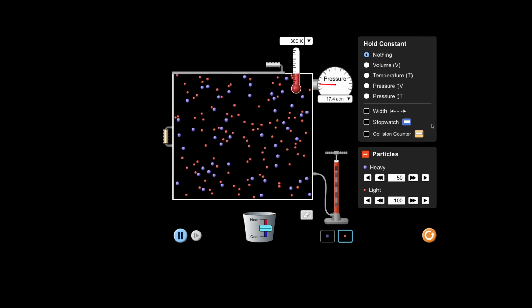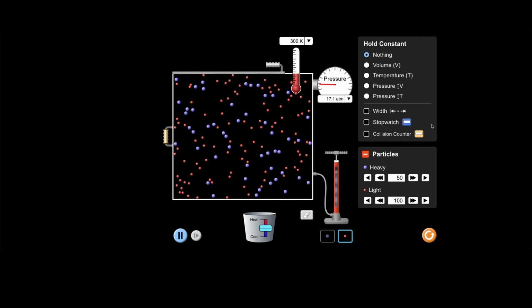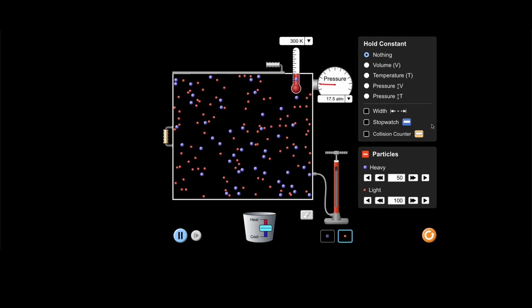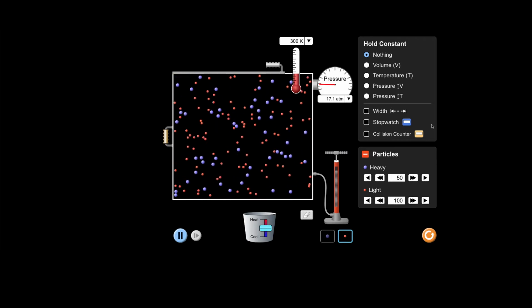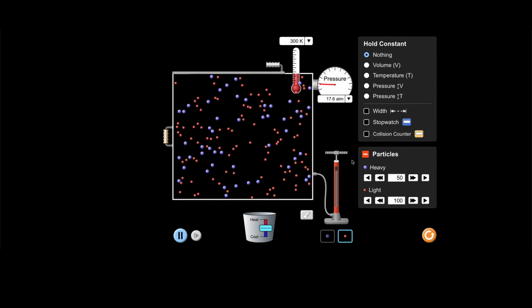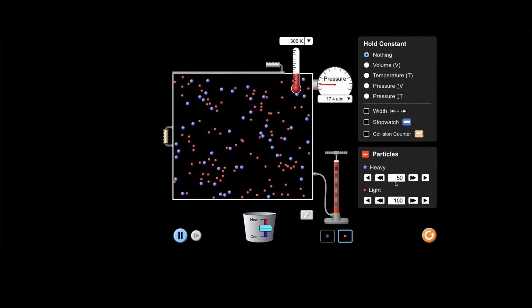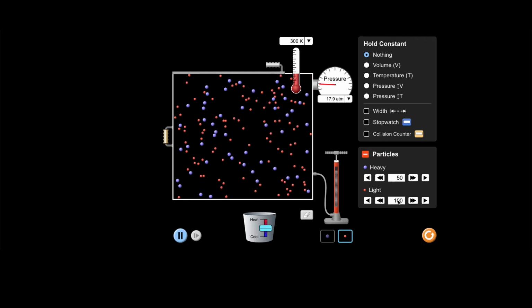So the real question is, how can we distinguish between these? How can we attribute a particular amount of the pressure to the red particles and a different amount of that pressure to the blue particles? Well, the answer lies in this count of particles. Notice that there are 50 heavy particles, 100 light particles, for a total of 150.